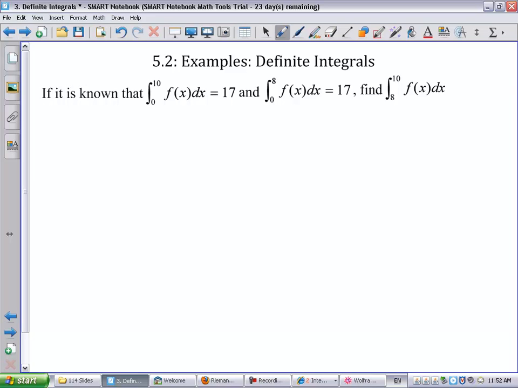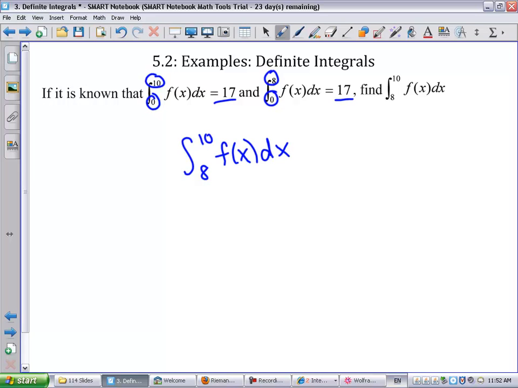Okay, now this one, we're going to use properties of integrals to solve a problem when we don't actually know what the function even is. So it tells us that if you integrate from 0 to 10, you get 17. And if you integrate from 0 to 8, you get 17. So what do you get if you integrate from 8 to 10?